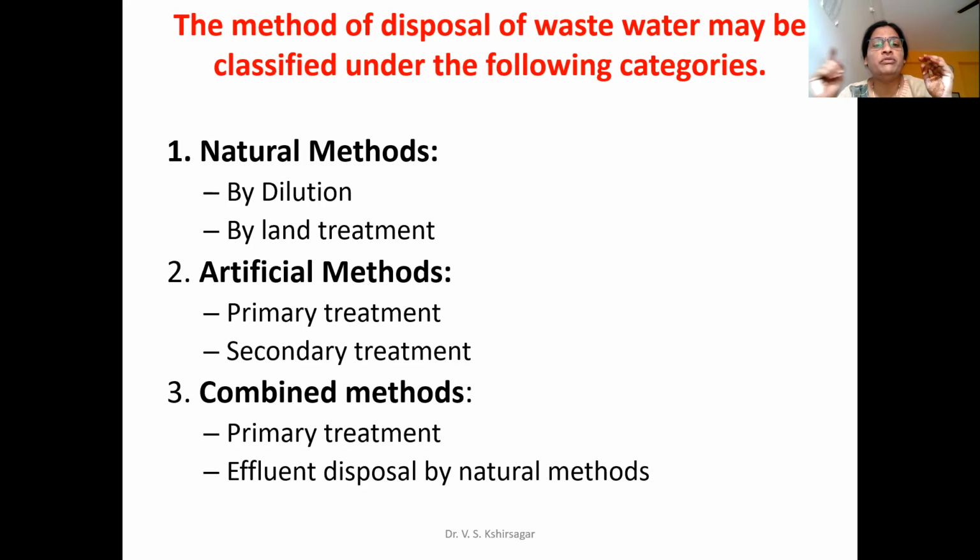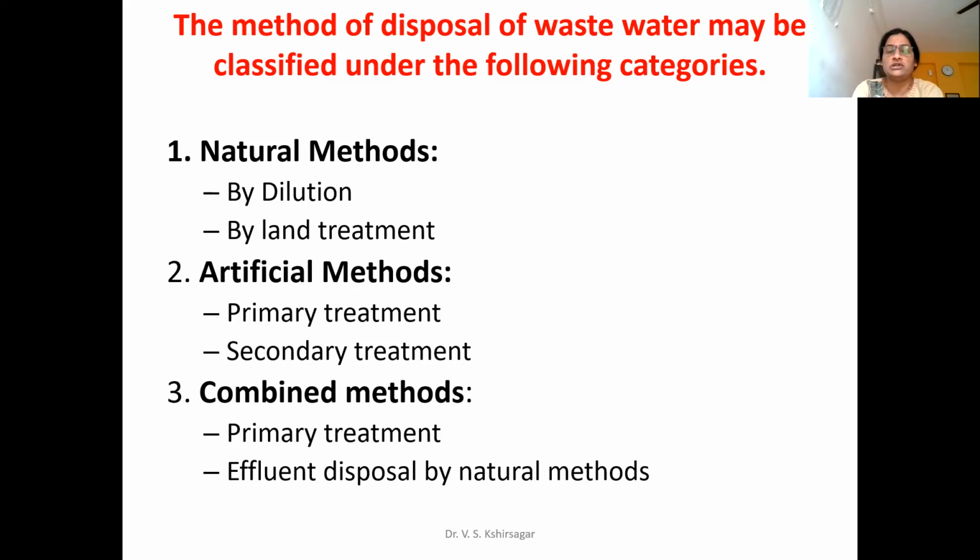So there are multiple ways to dispose of that wastewater. Sometimes we provide treatment to this water and then dispose of it. Sometimes it is disposed of without treatment also. Still, if you are not providing treatment, there are some rules and regulations that you need to follow. So that is what is discussed under this point. The methods of disposal of wastewater can be classified under the following categories. So what are the categories?